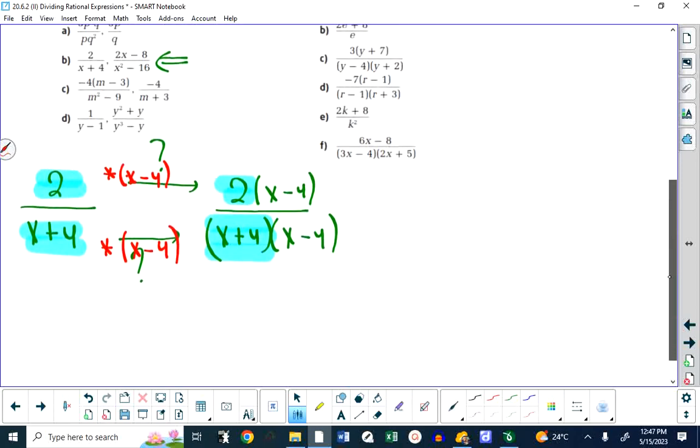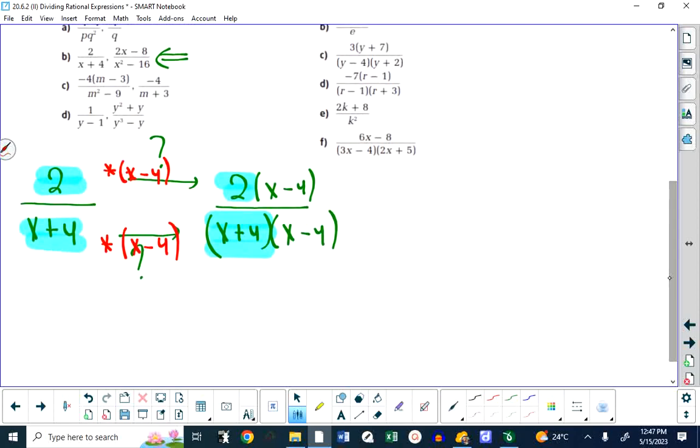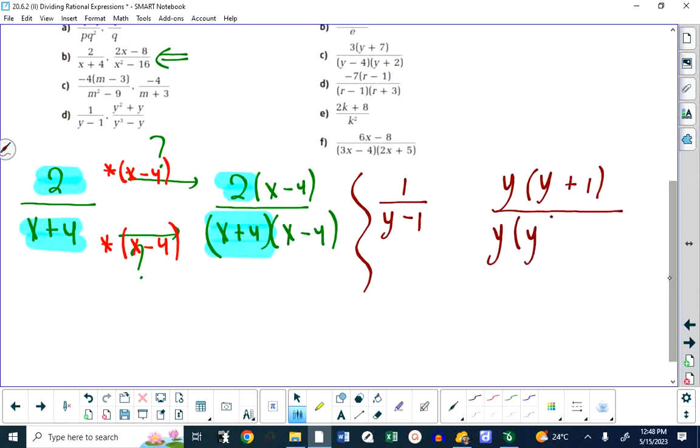We have 1 over y minus 1, and it's turning into, well, I'm just going to write it in factored form. I can factor a y out of the numerator and be left with y plus 1. And in the denominator, I can factor a y out and be left with y squared minus 1. But I'm not done yet, because y squared minus 1 is a difference of squares.